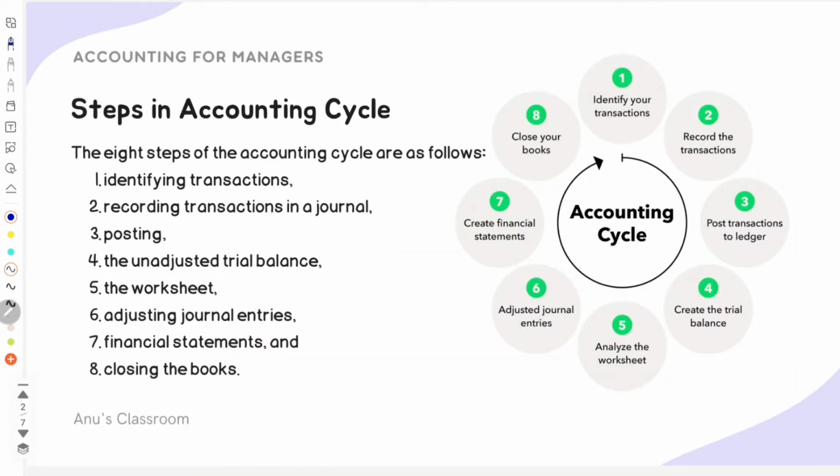In the steps of the accounting cycle, we had discussed the 8 steps. First, we have to identify our transactions. Once we identify the transactions, we need to record them, then post them into a ledger, create the trial balance, analyze the worksheet, adjust the journal entries if required, create financial statements, and then close your books.